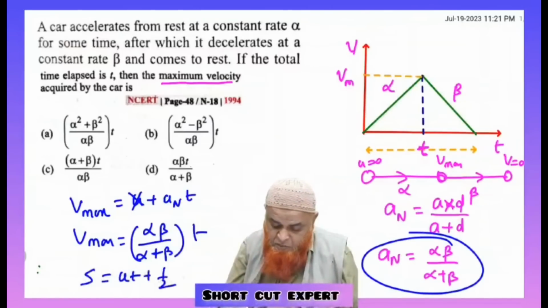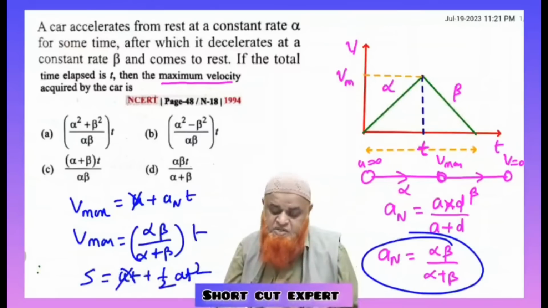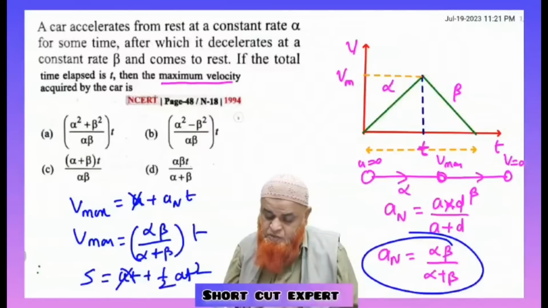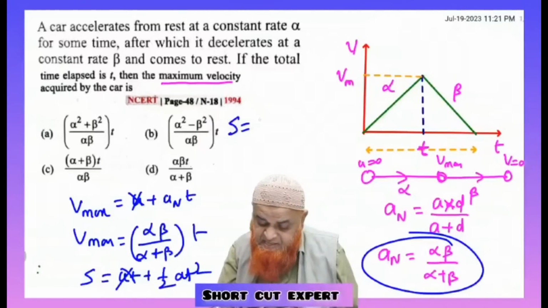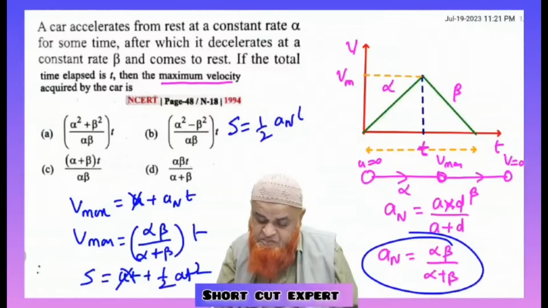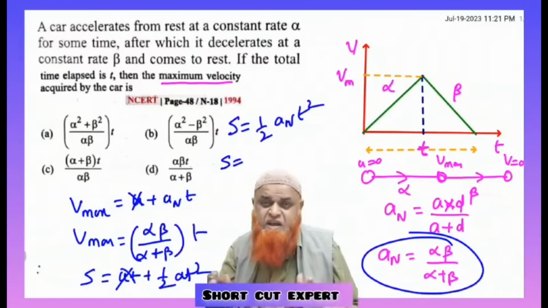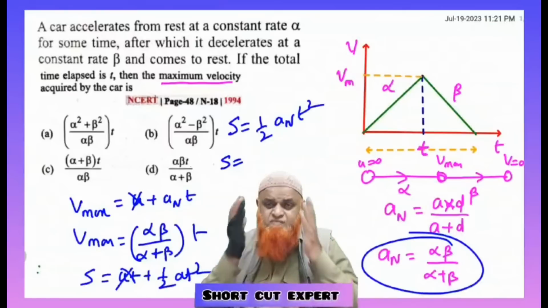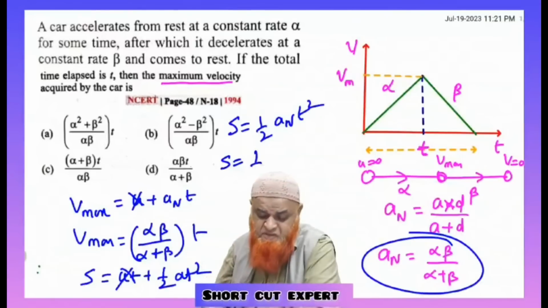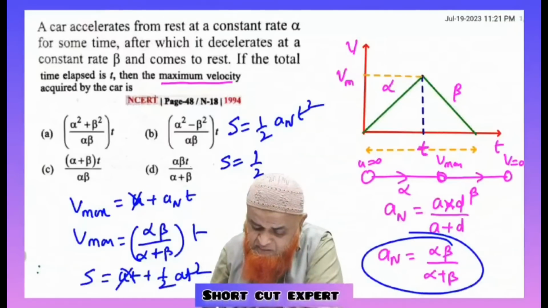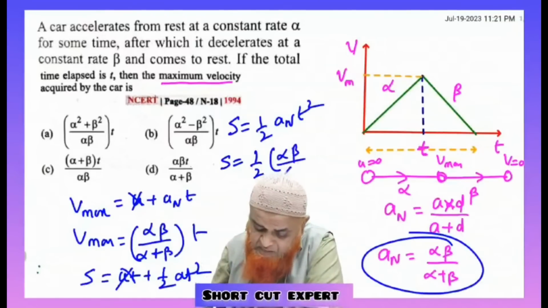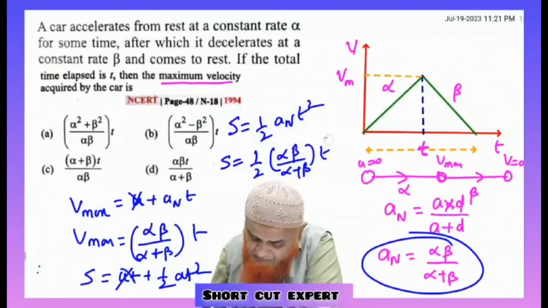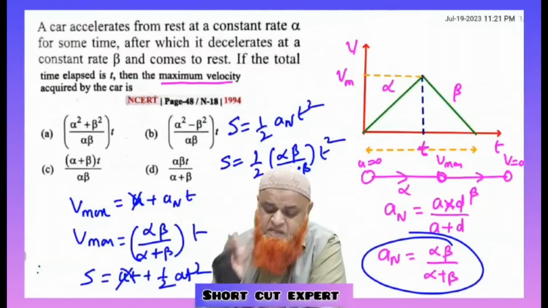Displacement is s = ut + ½at², in which initial velocity is going to be 0. So you can find displacement as s = ½ a_net t². Your work is done in a fraction of seconds without any more effort. Simply, ½ a_net is nothing but αβ/(α+β), into t². That's it. Your work is done.